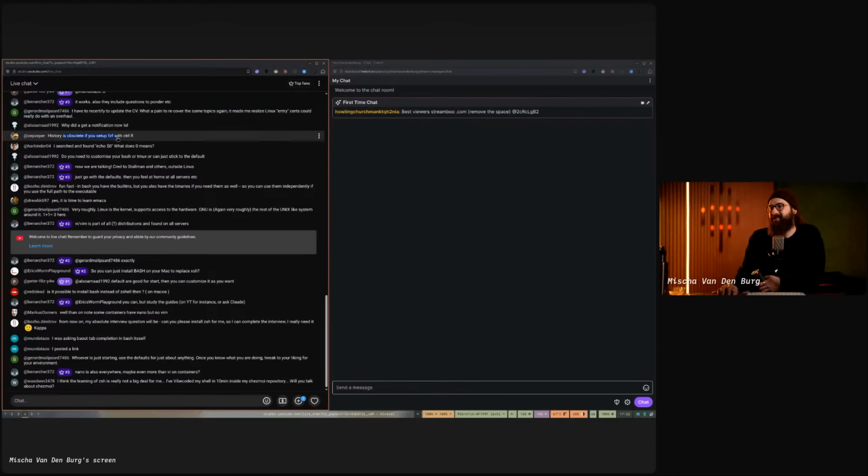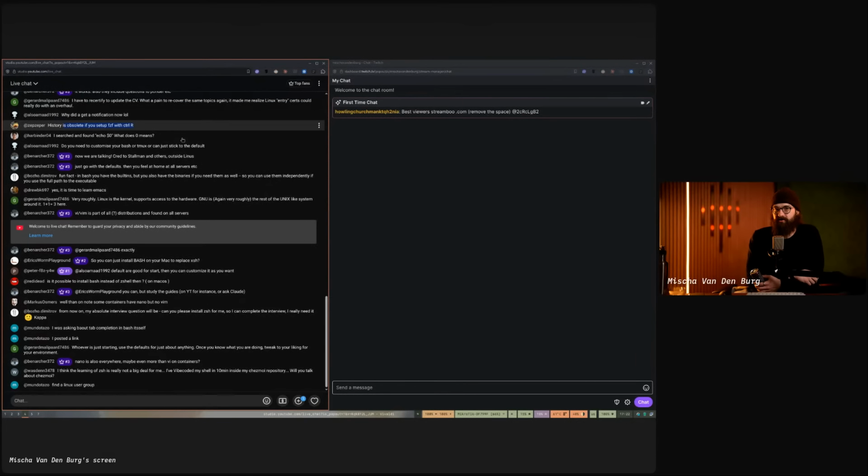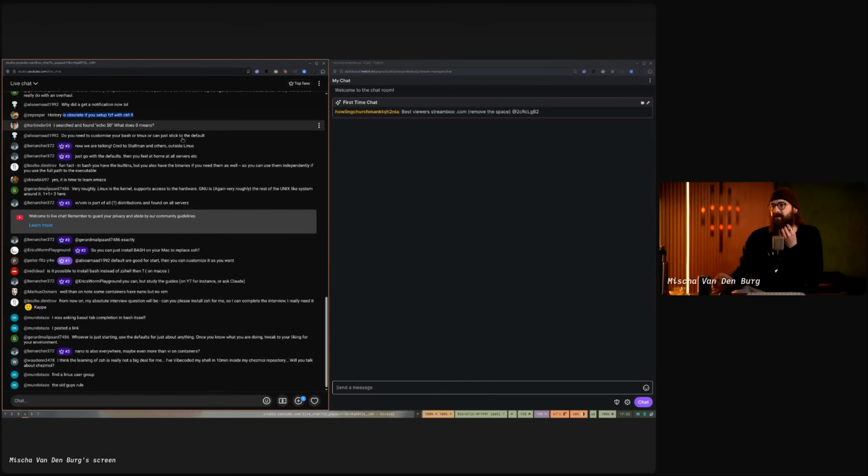History is obsolete if you set up FZF with Control R. That's correct. I use FZF, but whenever I find myself on a virtual machine, I'm like, damn, I got so used to FZF. I lost my skills. So learning to use history, the history command, and grepping through that is actually still very, very useful.